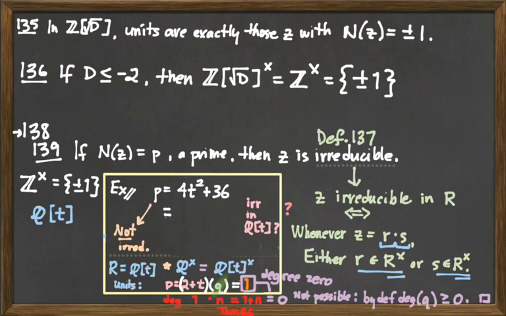There's the example I really wanted. 4t squared plus 36. Is this irreducible as an element of Q adjoin T? You're saying it is? It is. Okay. So you think yes. But how do we know?